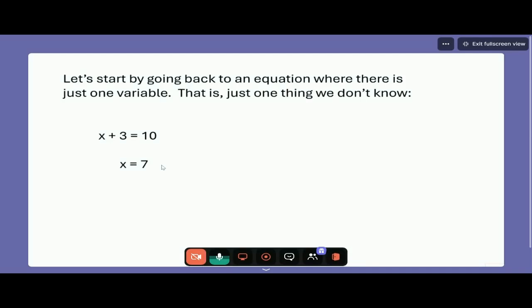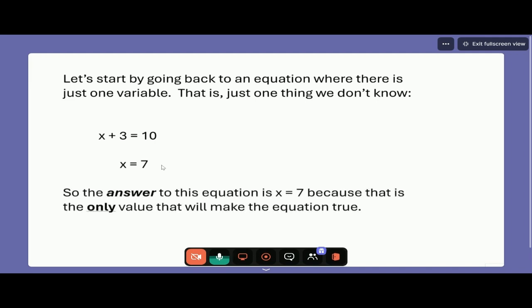If you stick a 7 in for x, 7 plus 3 is 10, you get a true statement. If you stick anything else in for x, if you stick an 8 in for x, you get 8 plus 3 equals 10, but 8 plus 3 is not equal to 10. If you stick 1,000 in for x, you get 1,000 plus 3 is 10. That's not true either, because 1,000 plus 3 is not 10. Only 7 will make that equation true. 7 plus 3 is 10, so 7 is the answer. x equals 7 is the answer.